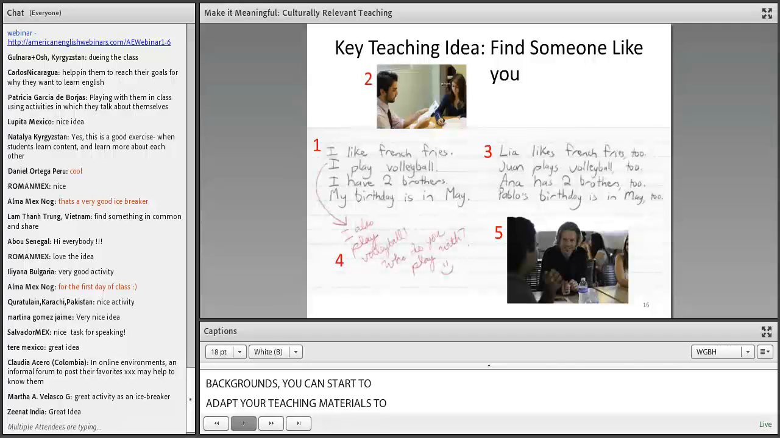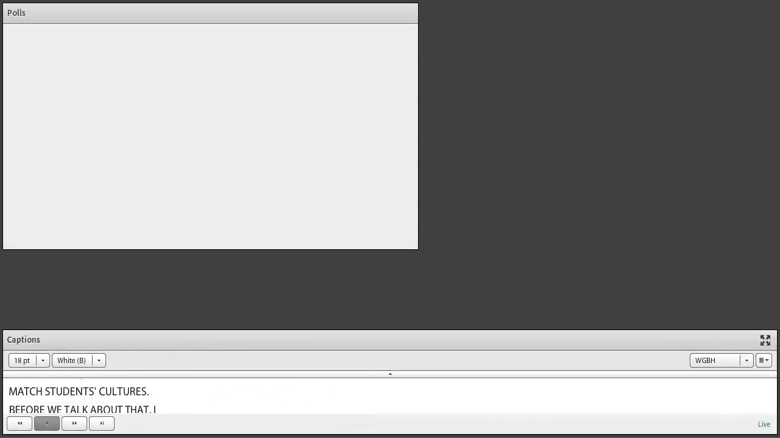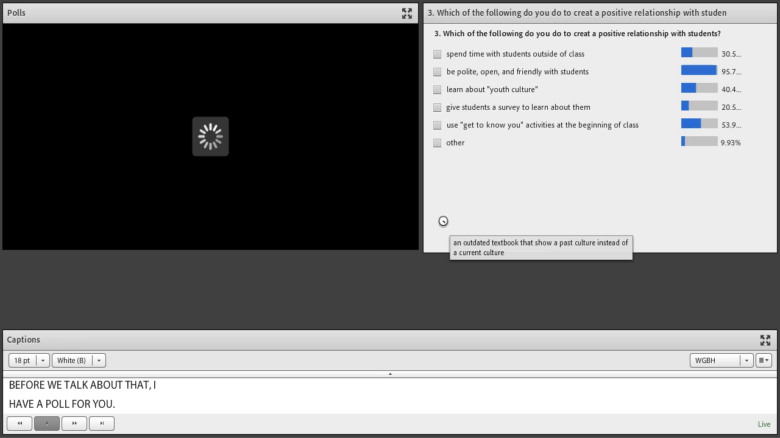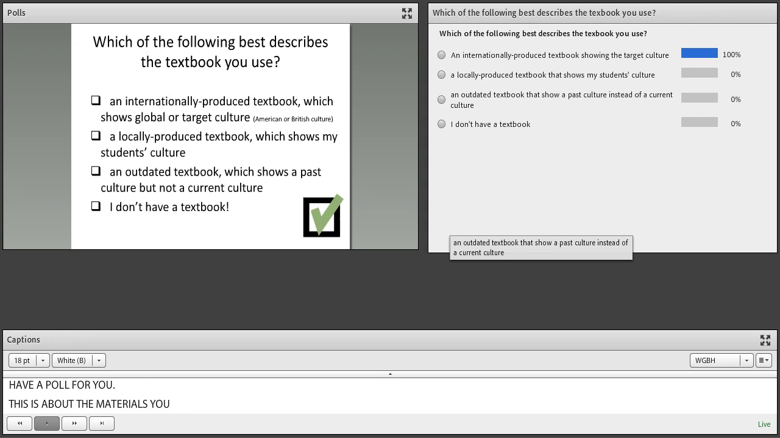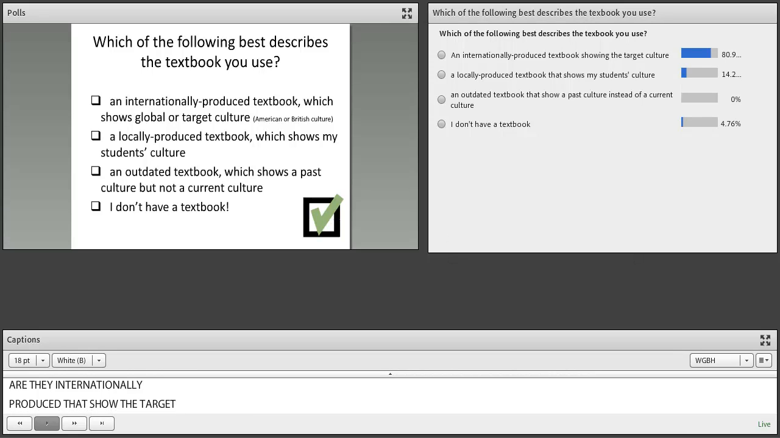Before we talk about that, I have a poll for you. This is about the materials you use. Which of these would describe your textbooks? Are they internationally produced that show the target culture, so American or British or Australian culture? Are they locally produced that show your students' culture? Are they outdated that show culture that isn't even relevant anymore? Or are you not even working from a textbook?